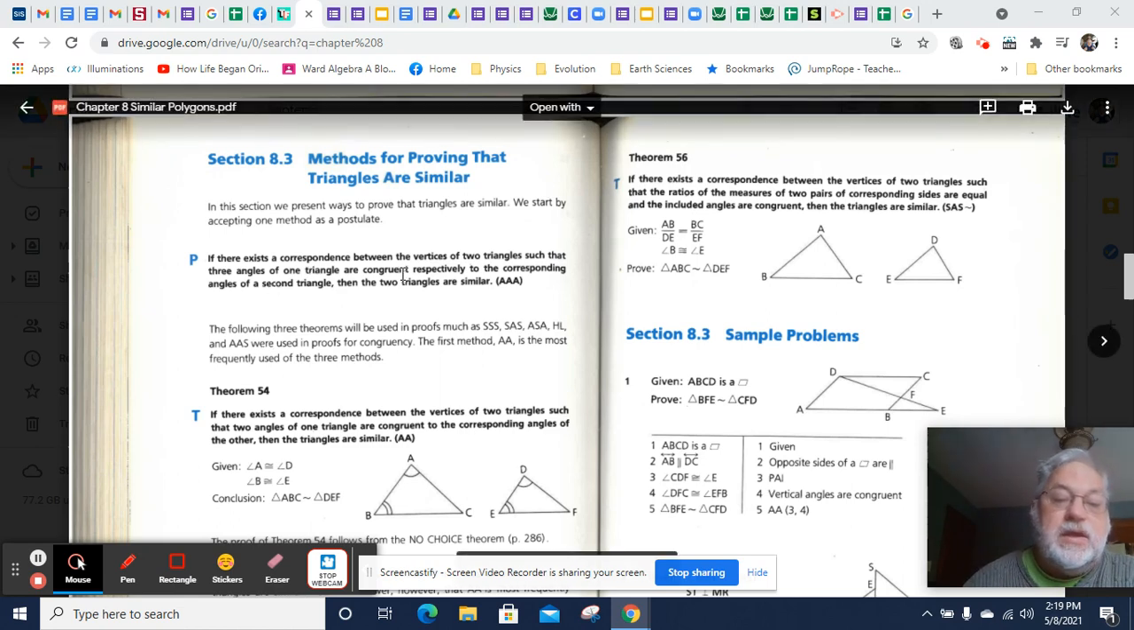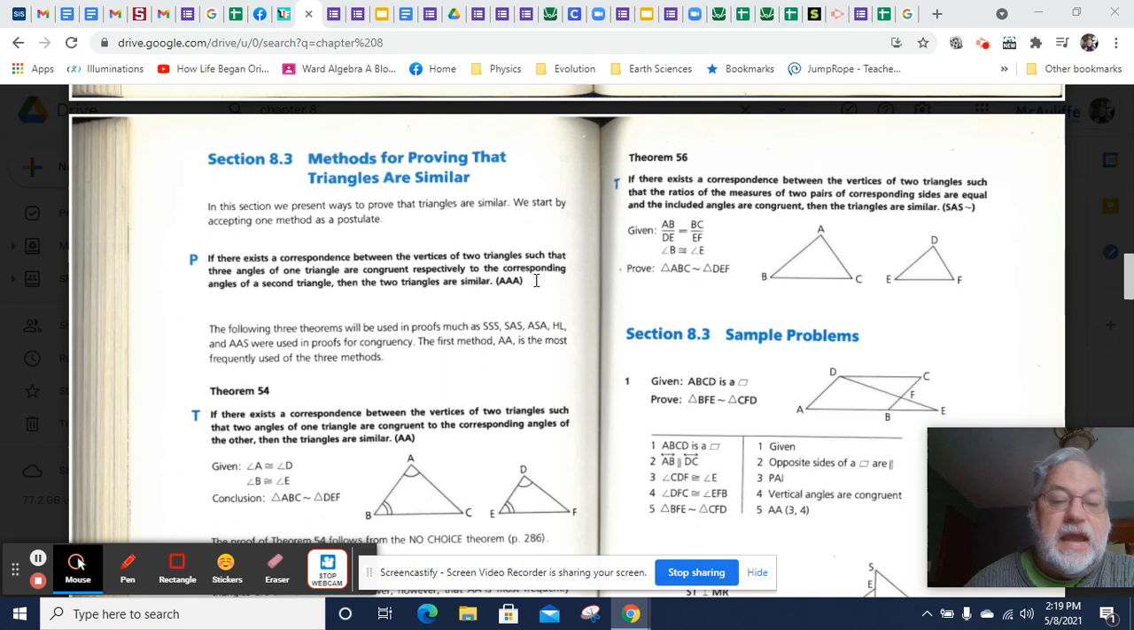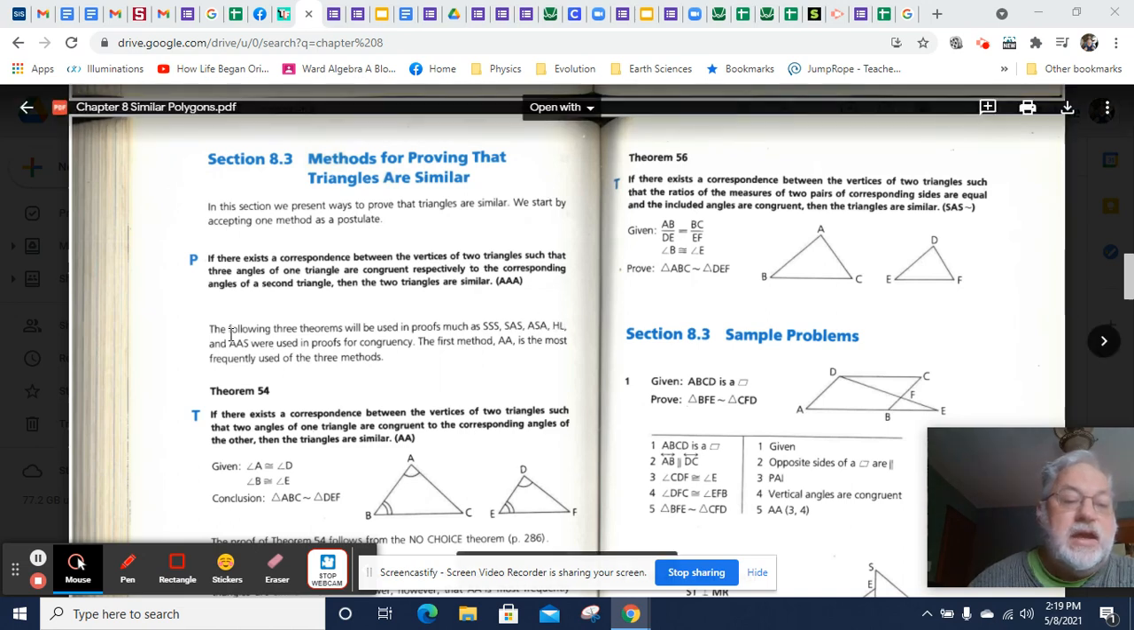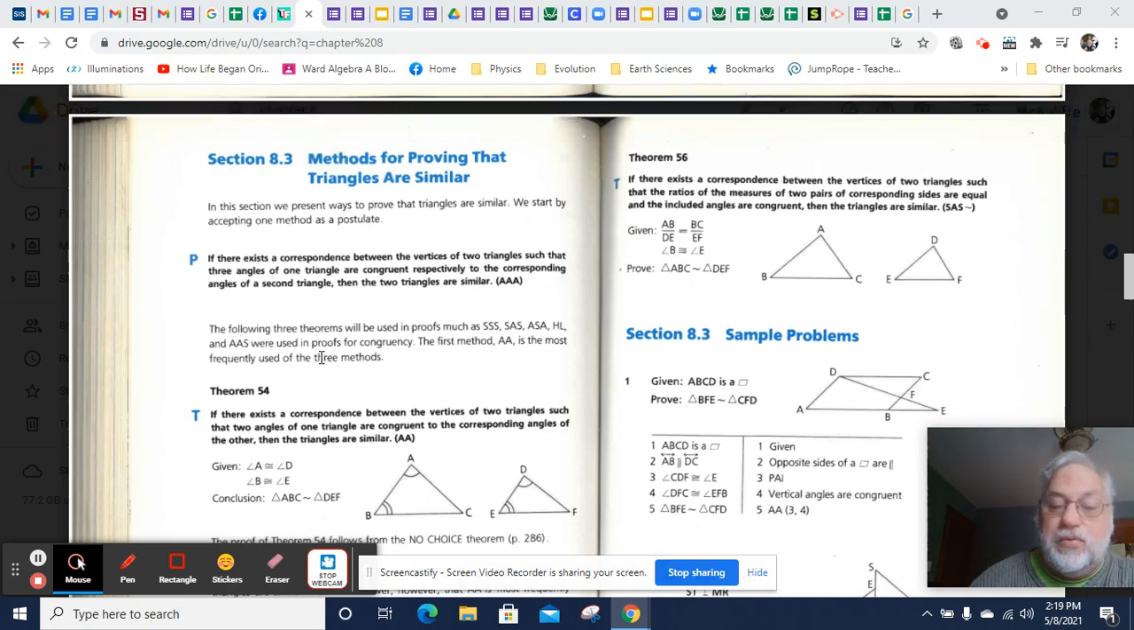Okay, and we're going to be using that postulate as a foundation for proving that triangles are similar, not congruent. Please keep that distinct. So just like we use side, side, side, side, angle, hypotenuse, leg, and angle, angle, side to prove congruency, we're going to be using some variations of angle, angle, angle.